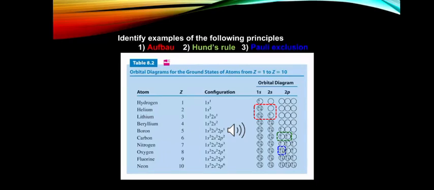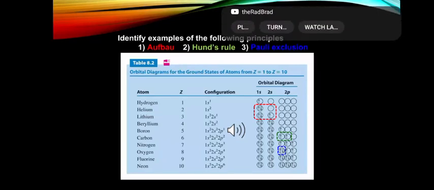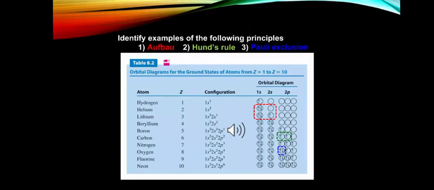And the third example, which is of lithium, whose atomic number is 3 and electronic configuration is 1s2, 2s1. This is also an example of Aufbau's principle, where first the lowest energy 1s shell is completely filled, and after that they are filling 2s with 1 electron. Next one is beryllium, whose atomic number is 4 and the electronic configuration is 1s2 and 2s2. They have filled it in a similar manner. That is, first they have filled the 1s orbital completely, and after that they have filled the 2s orbital.